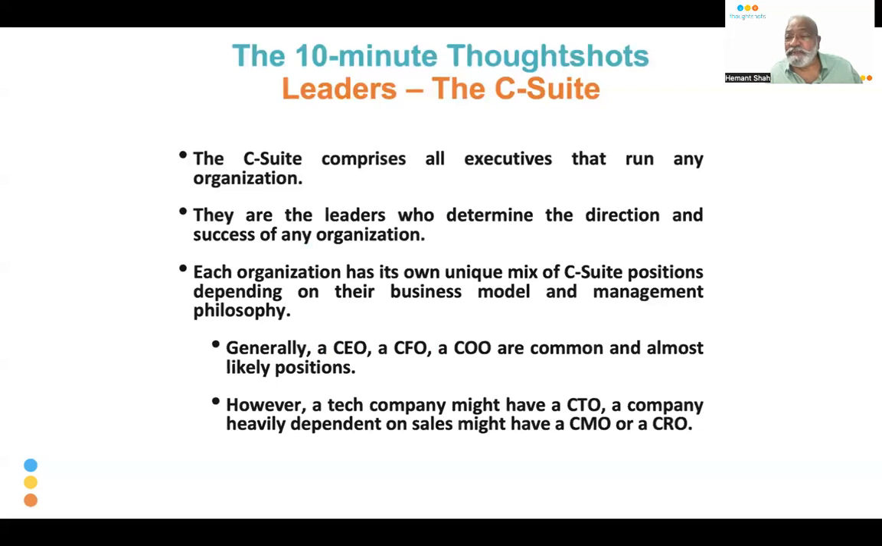However, depending on the business, a tech company might have a CTO, a chief technical officer, or technology officer. A company that is very much dependent on sales, where revenue comes mainly from sales or a product manufactured, sold or distributed by them, might have a CMO, a chief marketing officer, or a CRO, a chief revenue officer. Essentially, more or less the same thing. The marketing person is in charge of getting and selling goods, and the chief revenue officer is in charge of making sure that there is revenue and cash flow being maintained.